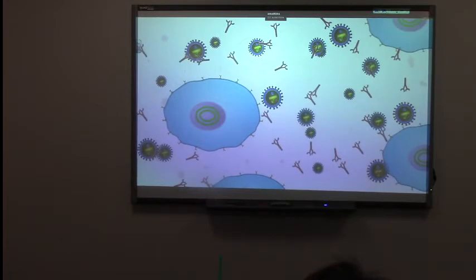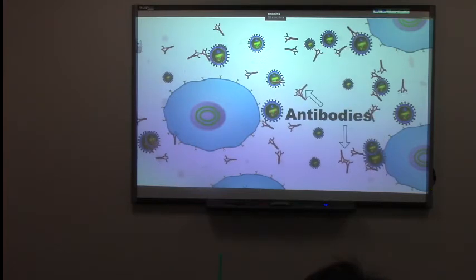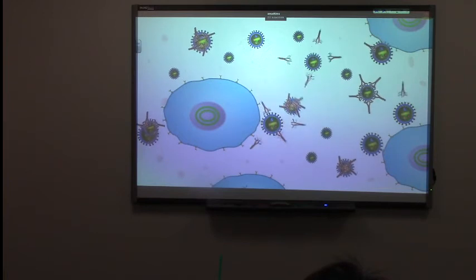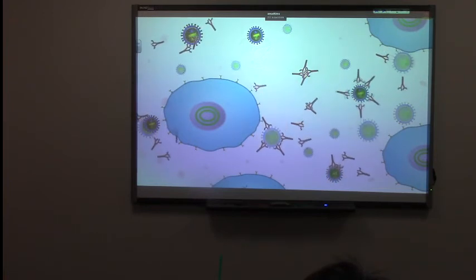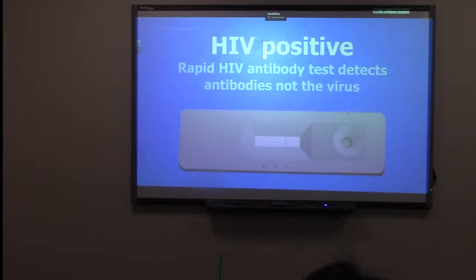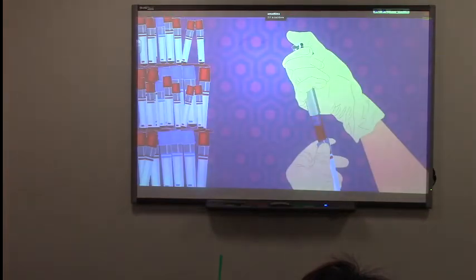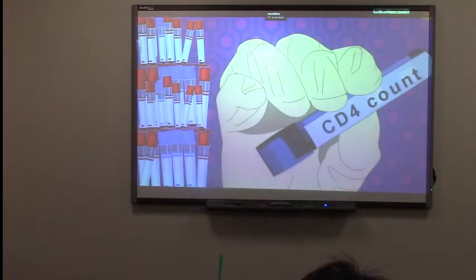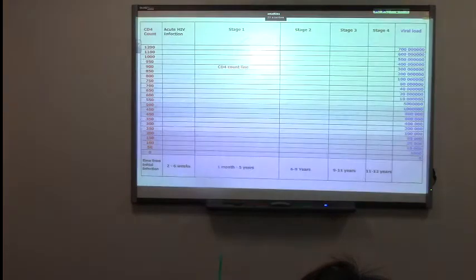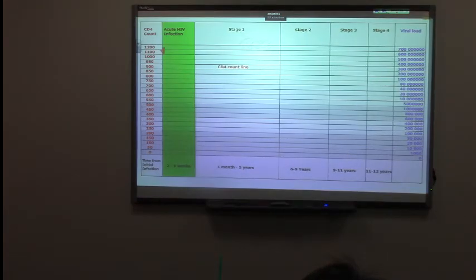Within about 1 to 2 months, the body begins to produce antibodies to fight the virus, and viral levels drop. The rapid HIV antibody test detects these antibodies, not the virus. A blood test can be done in the hospital or clinic to measure how many CD4 cells a person has. This test is called the CD4 count.